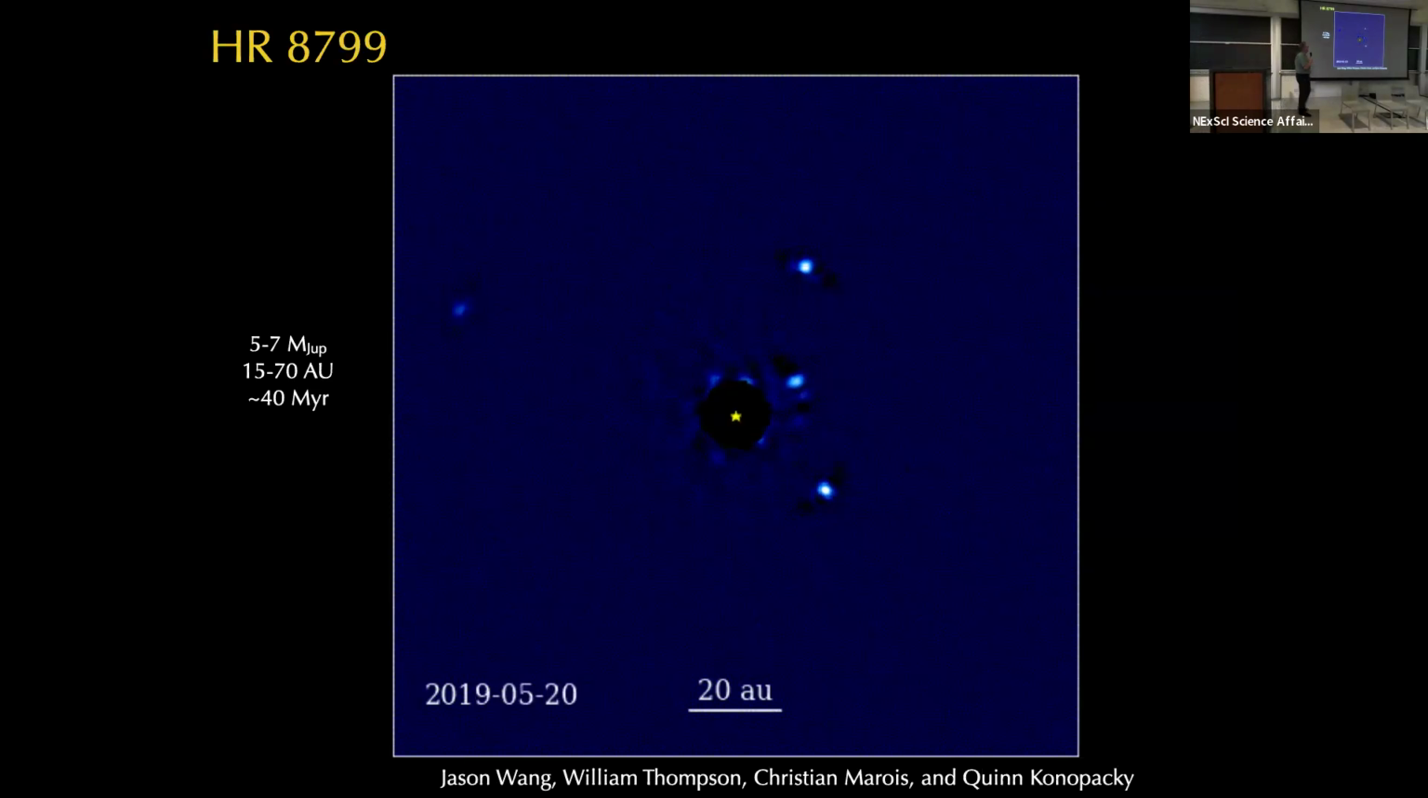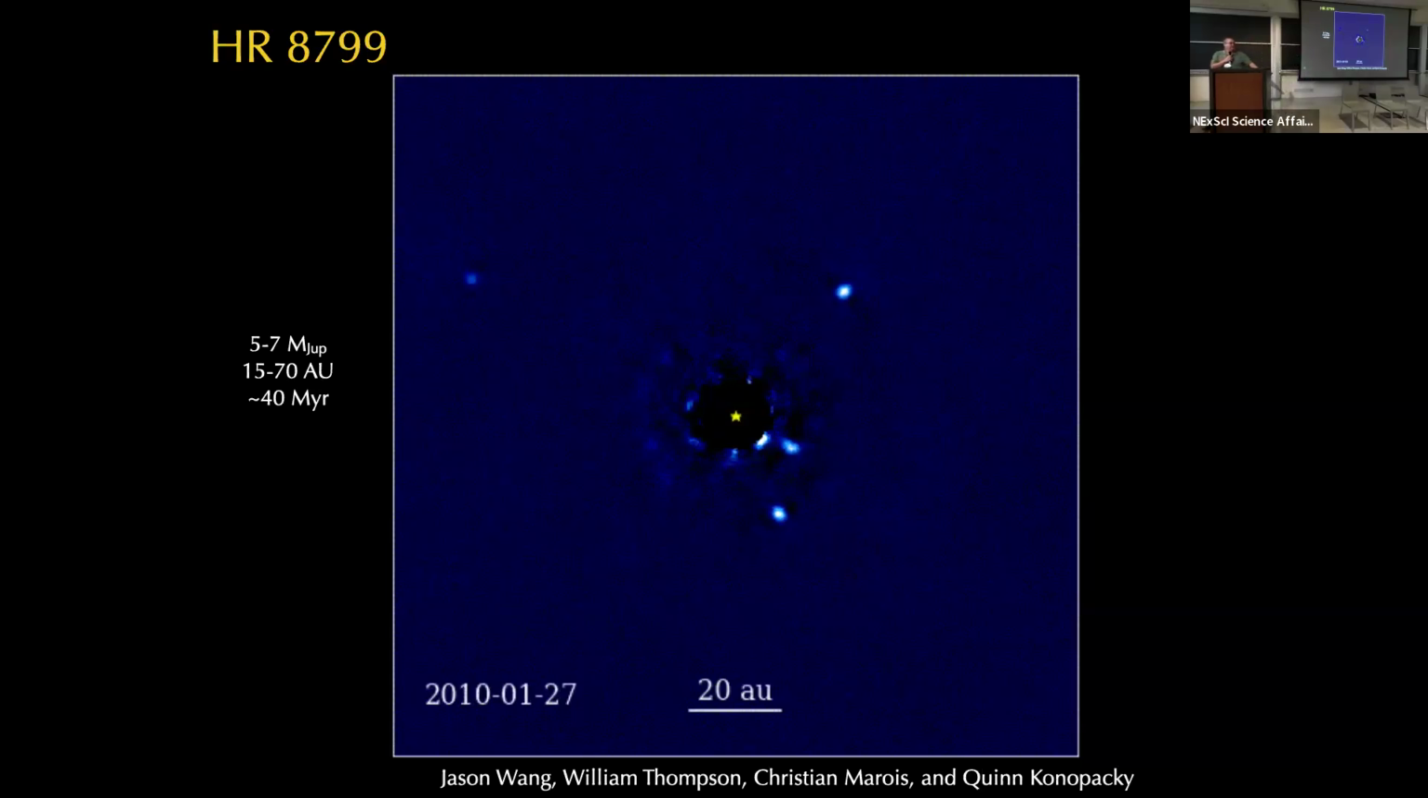Again, I'm favorite movie of all time, so I'm just going to stare transfixed for a little while here. Just this really great seeing the planets' orbits going about, obeying Kepler's laws over the course of more than a decade. So these planets here, they're between about 5 and 7 times the mass of Jupiter. Inner one's about 15 AU, outer one's about 70. A young star as promised, somewhere around 40 million years.